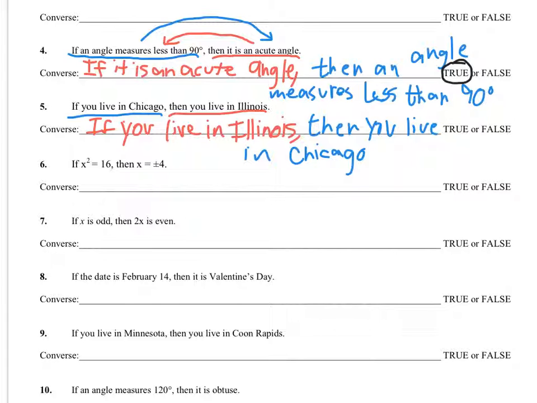We've now written the converse of that statement. We flipped the hypothesis and the conclusion. And now we've got to decide if that's true or false. If you live in Illinois, then you live in Chicago. That is false. There are plenty of other towns in Illinois.